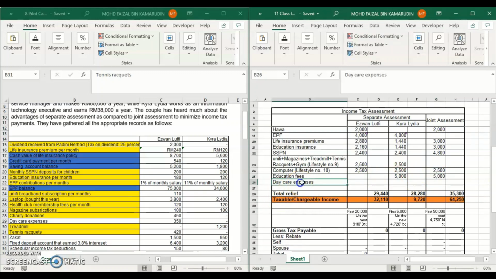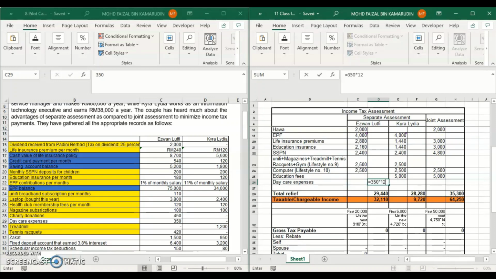Daycare expenses. Yes, I think starting 2019 or 2018 or earlier, now we can claim for the daycare. Because this one, right? So how much? For daycare, you can refer to item number 12. How much is the maximum? 3000. So let's check how much.